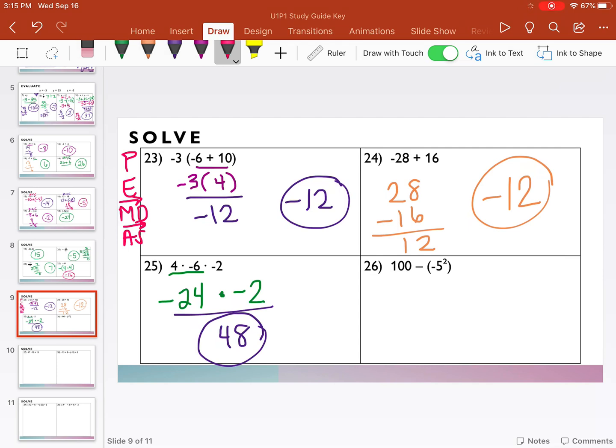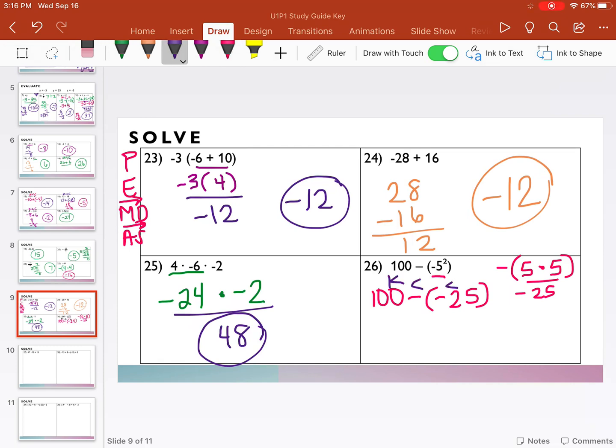Number 26. Parentheses first. Inside these parentheses is this exponent. So even though there's parentheses, this still says the opposite of 5 squared. So I'm going to do the opposite of 5 times 5. 5 times 5 is 25. The opposite makes it a negative 25. So I really have 100 minus negative 25.